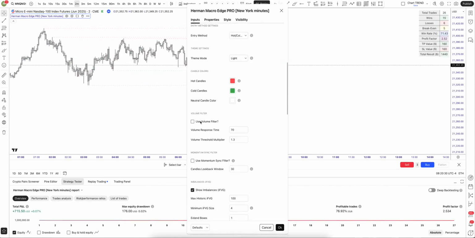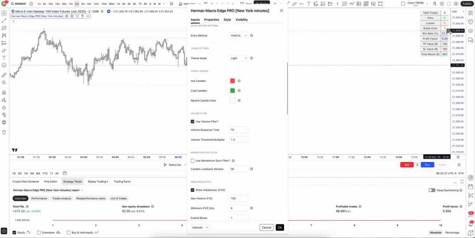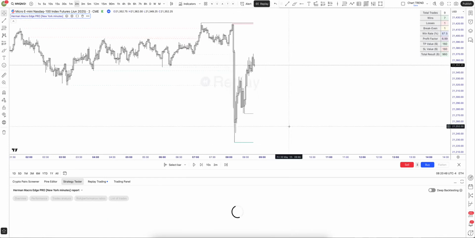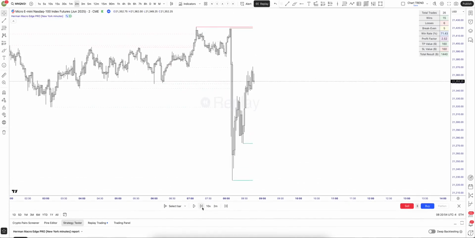Also, don't forget to use the built-in filters. We can use filters to tighten the entry conditions, which reduces the number of trades, but helps focus only on the higher probability ones. Let's check the price action from Friday.